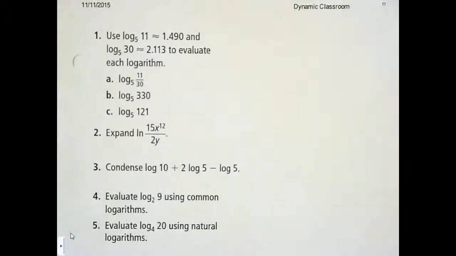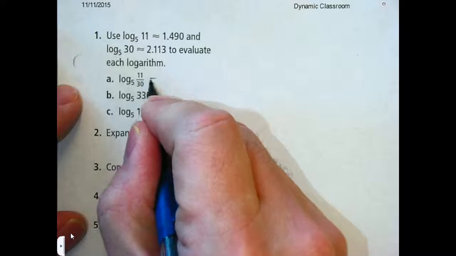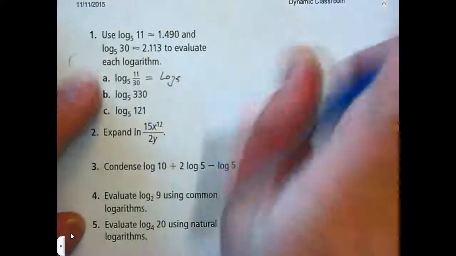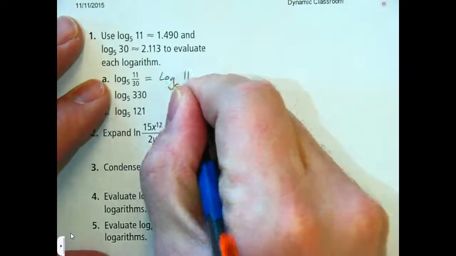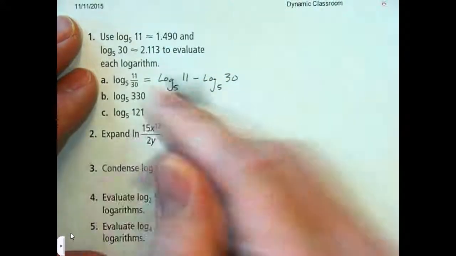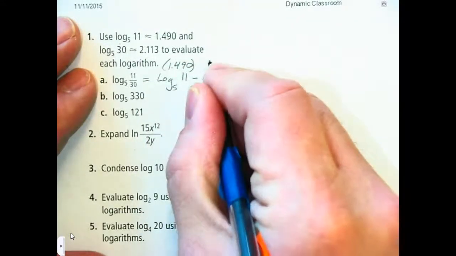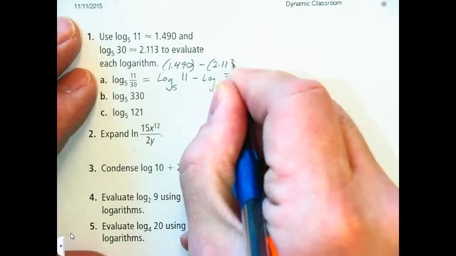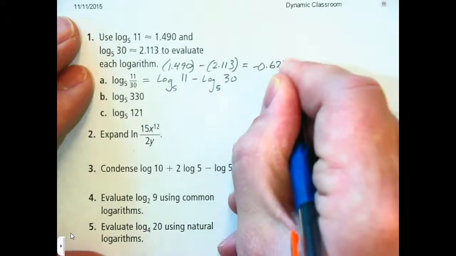Number one is a little easier to see when we take the log. This would be log base 5. Let me change that so it actually looks correct. Log base 5 of 11 minus log base 5 of 30. So just a quick review, we can plug these pieces in. That is 1.490. And this is minus 2.113, which gives us a grand total of negative 0.623.